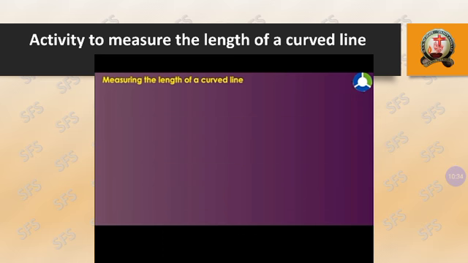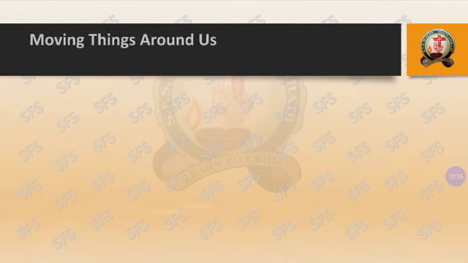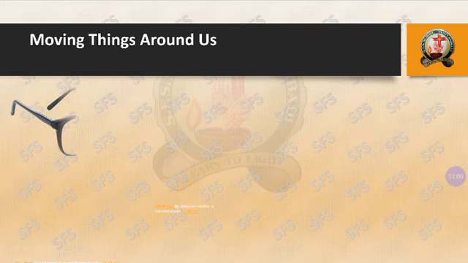Okay, now let's move on to another topic, that is moving things around us. So what do you understand by moving? Moving means moving from one place to another place, right? So that is what moving things around us means. Now I'll show you some pictures. Try to identify whether these objects can move from one place to another place.